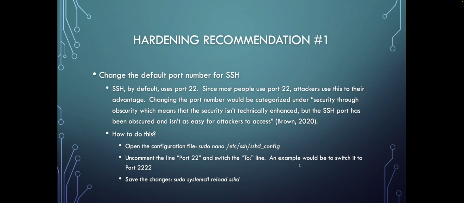Since most people out there use port 22, attackers will use this to their advantage. They're going to find anything that they can use. Changing the port number would be categorized under what I found was security through obscurity, which simply means that the security isn't technically enhanced, but the SSH port has been obscured and it isn't as easy for attackers to access. This means that all those bots out there are scanning for SSH connections on port 22.